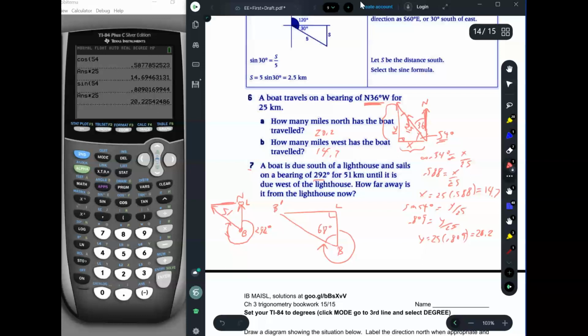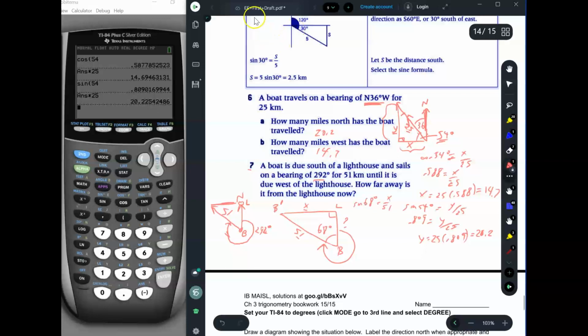And then we want to find out how far away it is from the lighthouse. Now, that would be this quantity here. And we know that it went 51, so we know the hypotenuse. We just don't know this one, but we don't really care, right? Because we can figure this out using SOHCAHTOA and two sides only. So let's set this up. If we're going to use x and 51, x is the opposite to 68 degrees. So we're going to do opposite over hypotenuse, which is sine. So we'll do sine of 68 degrees equals x over 51.